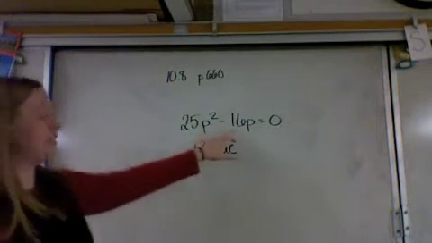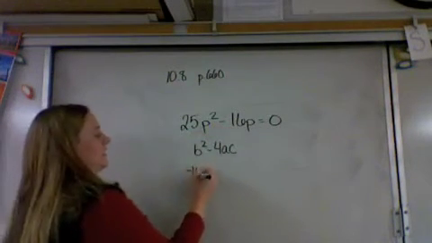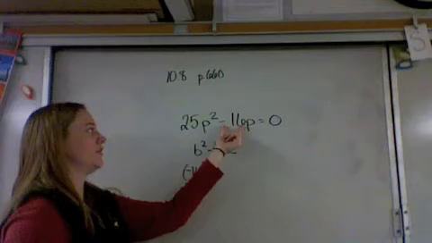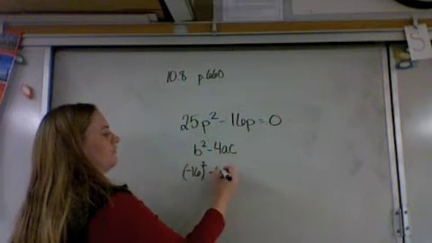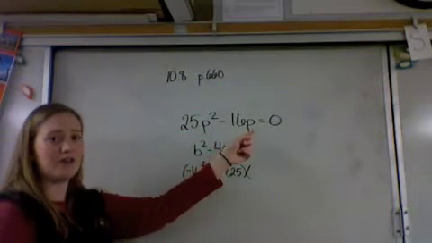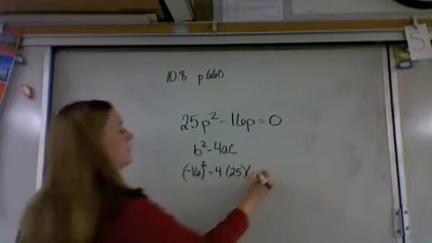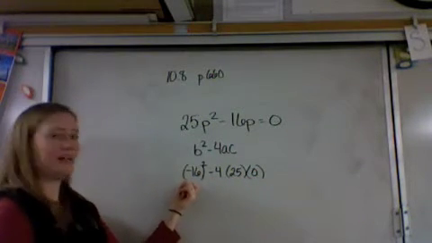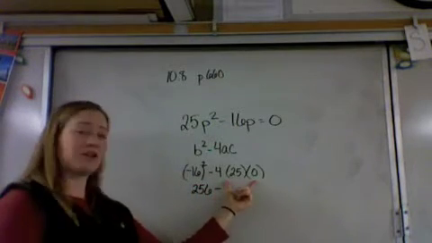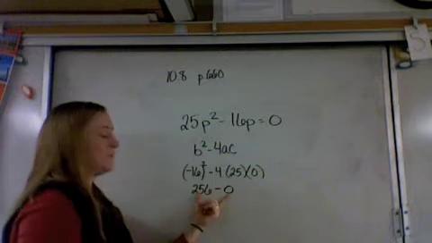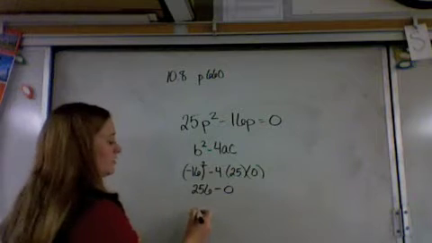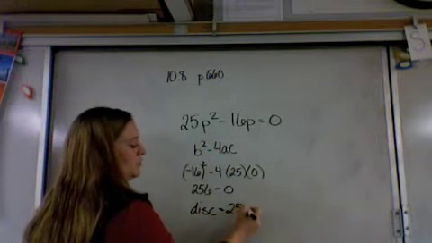Okay? Our b value is negative 16, so this is negative 16 squared. The negative is inside the parentheses, remember, because that's the whole piece for b. We're going to subtract 4 times 25 times c. And if you notice, our c value is actually 0. There is no c value. So what this means is we have negative 16 squared, which is 256, and we're going to subtract 0 from that. So what this means is we're going to end up with positive 256 as our discriminant. Okay, our discriminant equals 256.